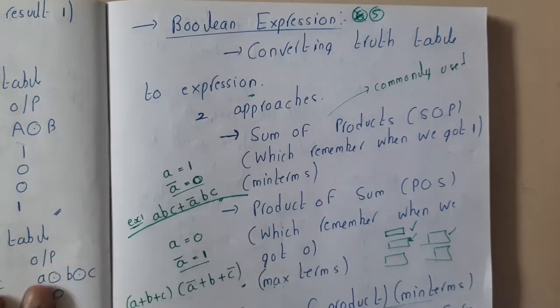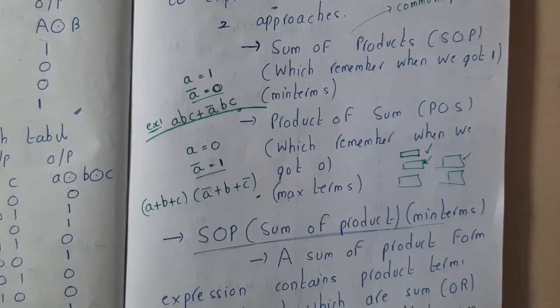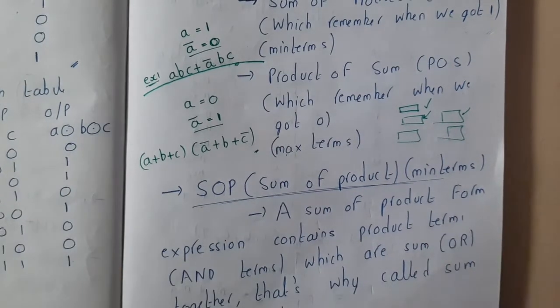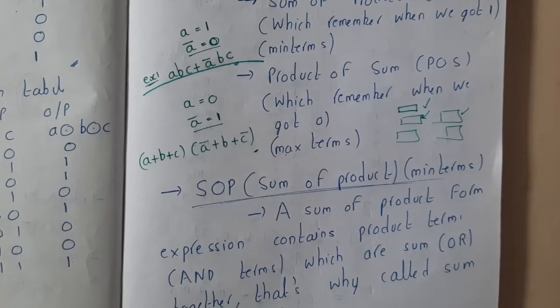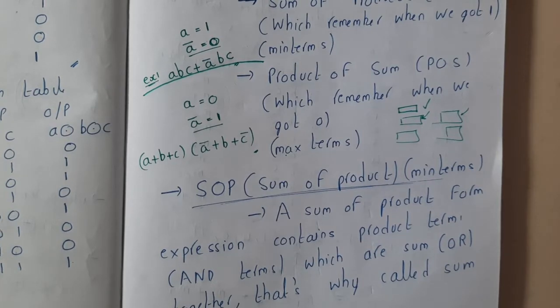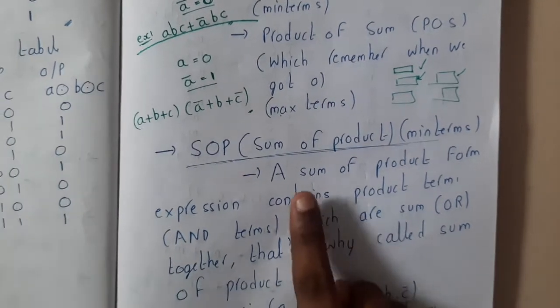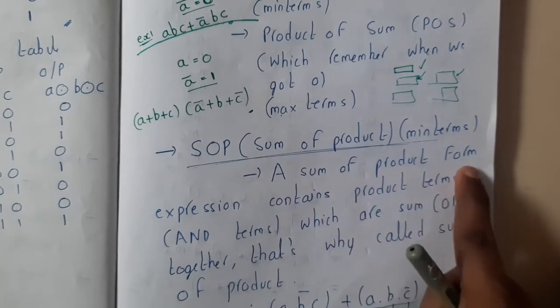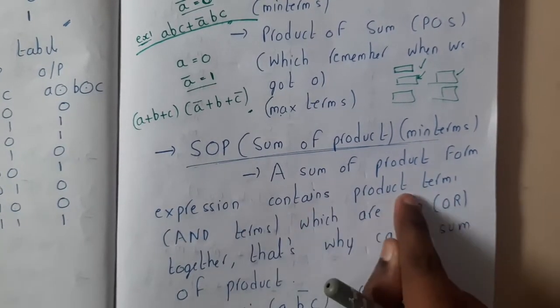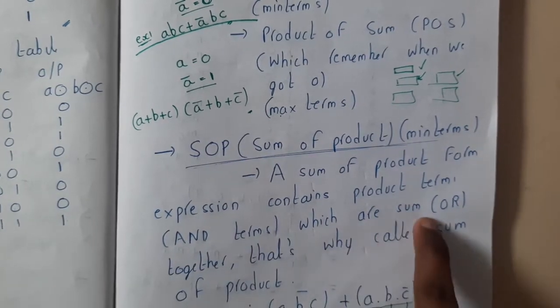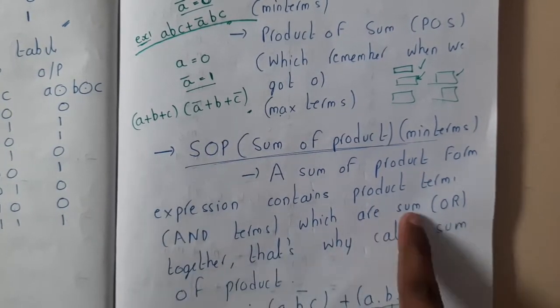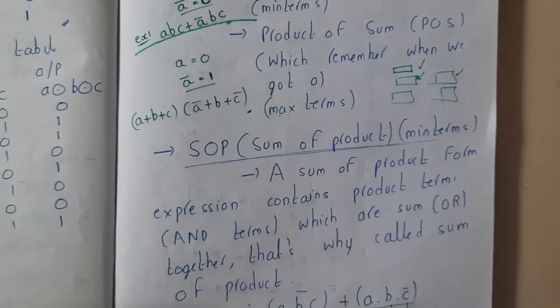Okay. So now let us start SOP, sum of products. The other name for this is min terms, guys. The first thing you should understand is how they are represented. I'll be repeating it again, guys. A sum of products form expression contains product terms which are summed together. That is why it is called a sum of products.